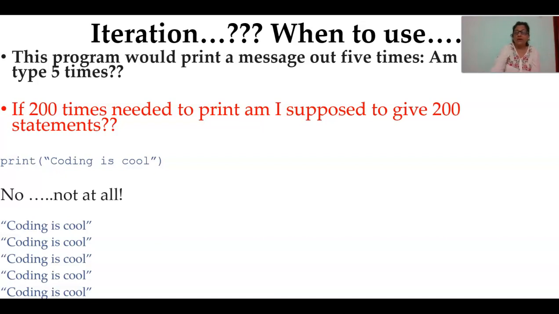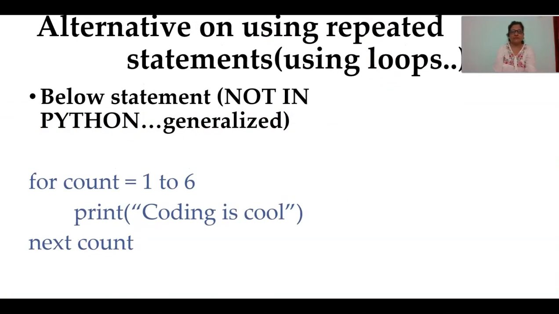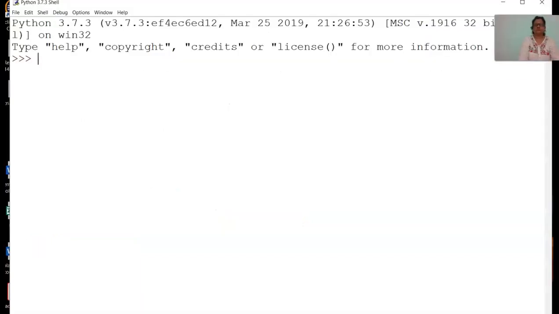Fine. So what am I going to do? I am going to make use of the loop. This is, obviously not with respect to Python, the generalized statement: for count equal to 1 to 6, print coding is cool, and the next count has to be printed until it reaches 6. Once it reaches 6, the condition will be checked whether it is satisfied or not. If satisfied, go ahead. If not, it would come out. This way, the loops are executed.